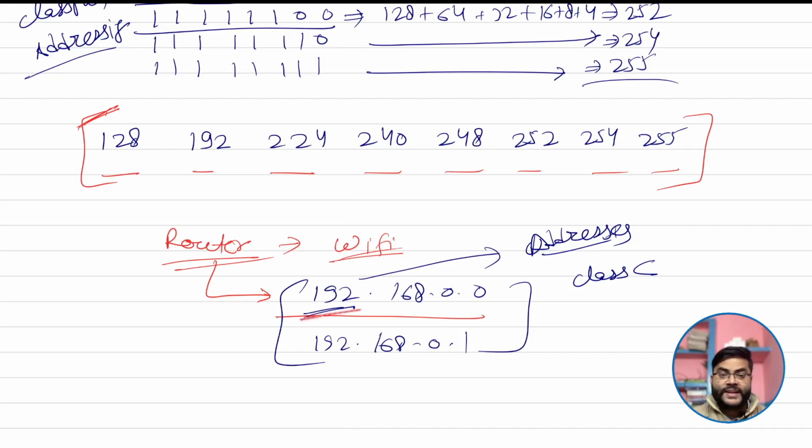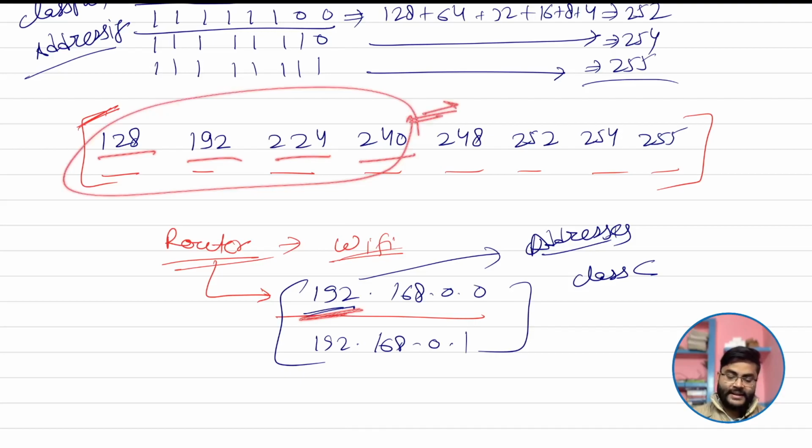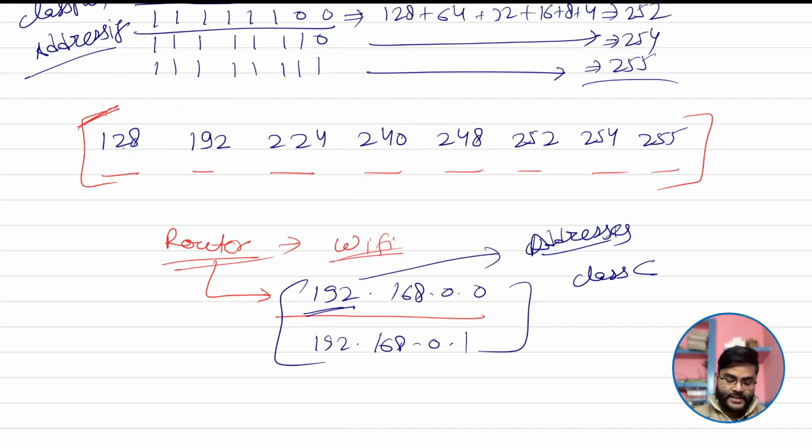So when you study classful addressing, you will see 128, 192, 224, 240. These are the starting addresses of classes. This is class B, class C, class D, class E starting address. Okay, so anyhow you will study this. So better you study it here only. If you study bit manipulation here, classful addressing will get easy. IP addressing will get easy for you.